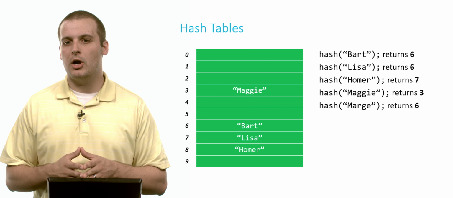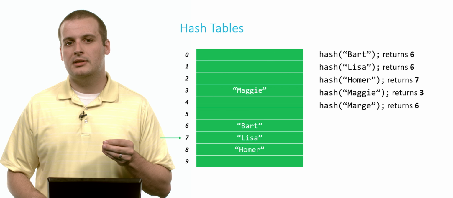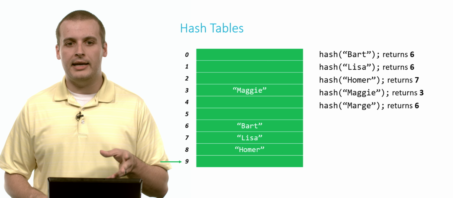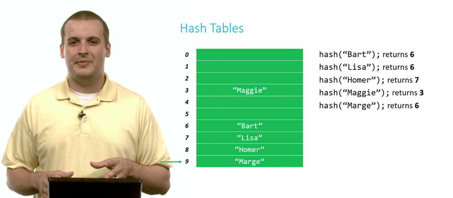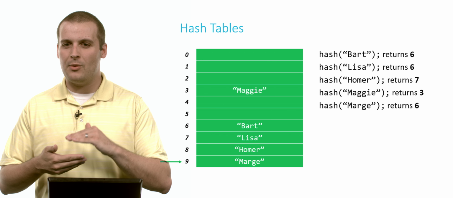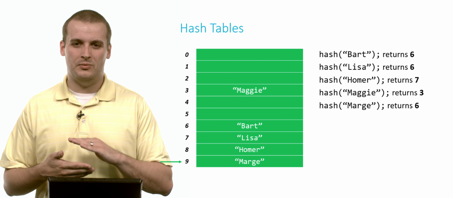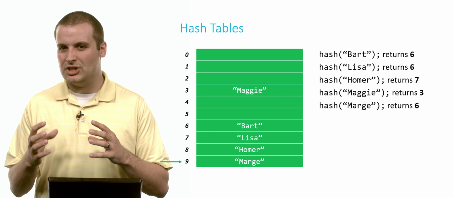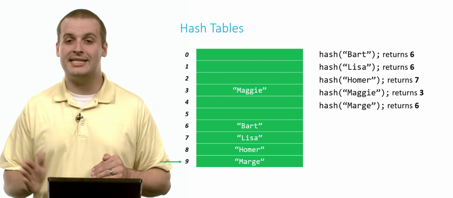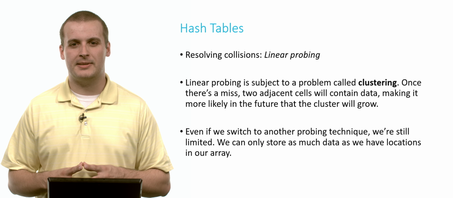Now we hash Marge, and Marge also returns 6. Well, 6 is full, 7 is full, 8 is full, 9, all right, thank God, 9 is empty. I can put Marge at 9. Already we can see that we're starting to have this problem where we're stretching things far away from their hash codes, and that Theta of 1, that average case of being constant time, is starting to tend more towards Theta of n, and we're starting to lose that advantage of hash tables.